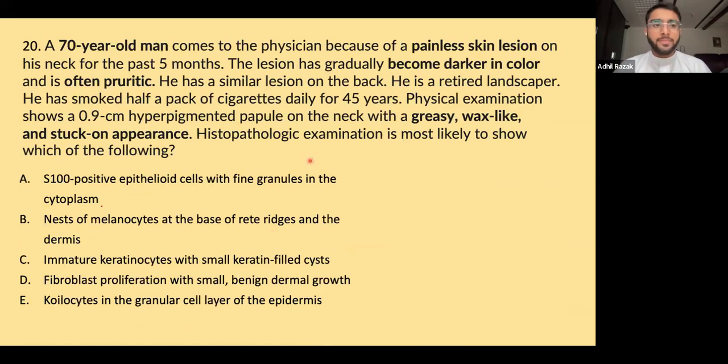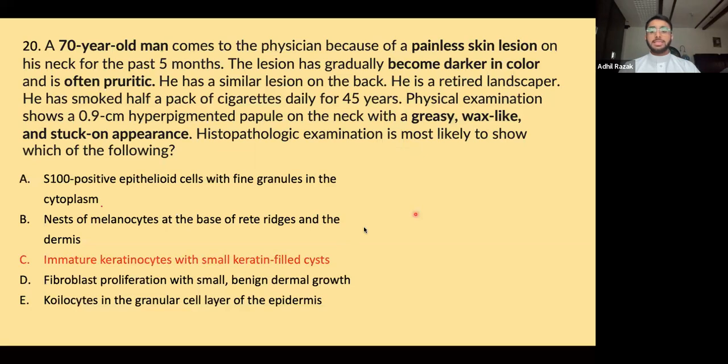Question number 20. We have a 70-year-old man who comes to the physician because of a painless skin lesion on his neck for the past 5 months. The lesion has gradually become darker in color and is often pruritic. He has a similar lesion on the back. He is a retired landscaper. He has smoked half a pack of cigarettes daily for 45 years. Physical examination shows a 0.9 centimeter hyperpigmented papule on the neck with a greasy, wax-like, stuck-on appearance. Histopathological examination most likely shows which of the following?